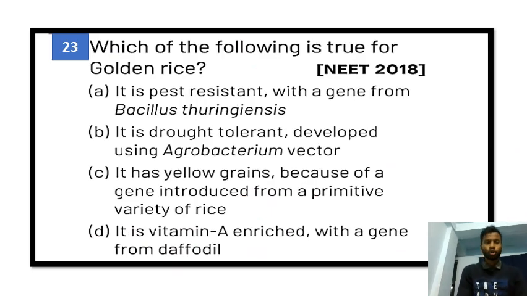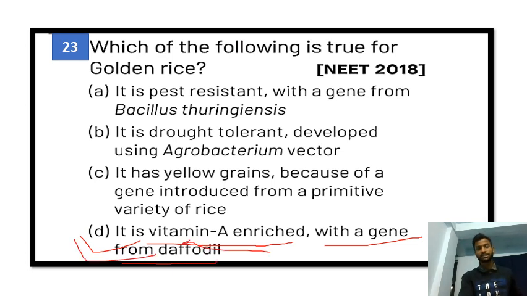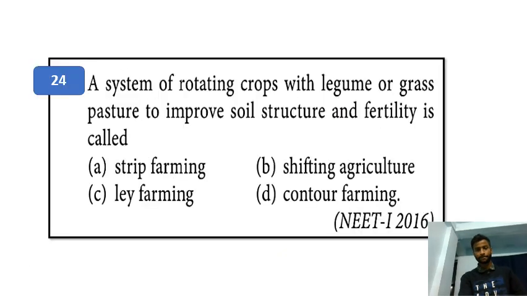This is the question: which of the following is true for golden rice? It is pest resistant with a gene? This is out of the question in NCERT. It is vitamin A enriched with a gene from daffodil. The answer is, it is vitamin A enriched. Golden rice is vitamin A enriched with a gene from daffodil. The daffodil gene is combined to produce golden rice. This is rich in vitamin A.